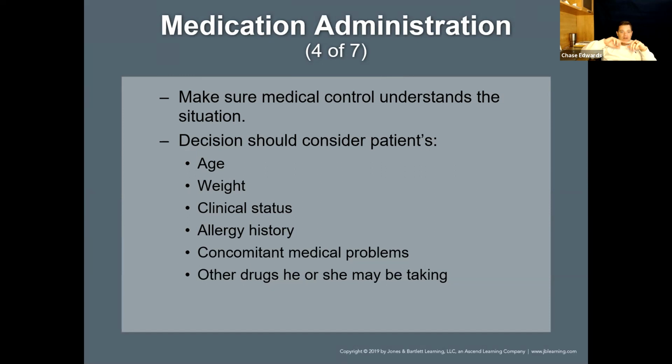So make sure also the decision to order administration of any medication is very complex, and it should involve consideration of the patient's age, weight, clinical status, allergy history, and any concomitant medical problems they may have, other drugs that they may be taking as well. You need to know that. It's critical that you obtain and communicate complete, accurate information about the patient to the physician, right?